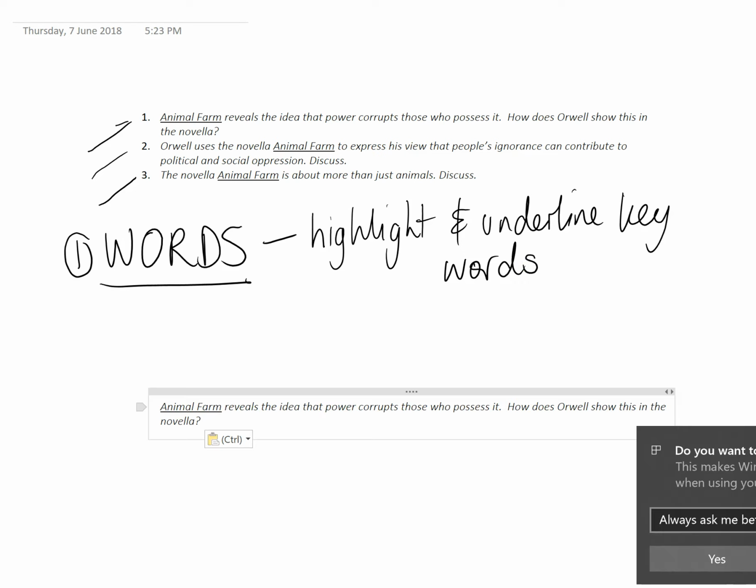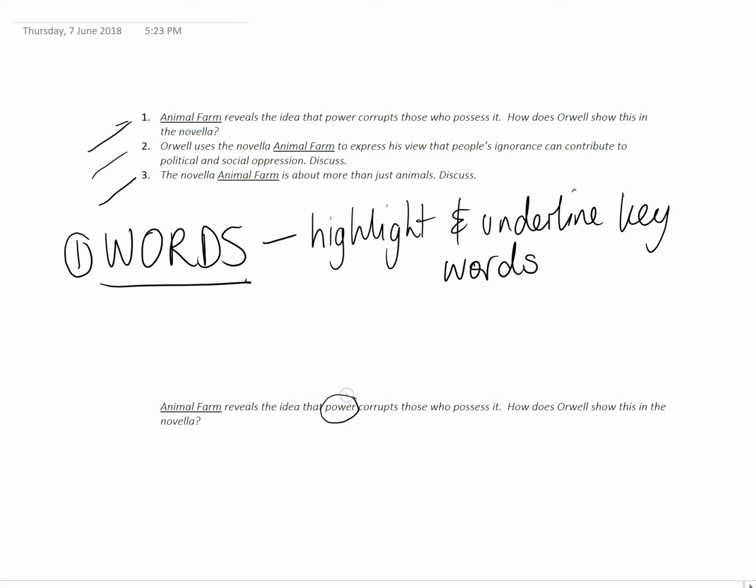And so I am going to take the first topic and just do a basic step 1, words, for this. So I'm first underlining and highlighting keywords. Not just keywords, but key ideas. So the key ideas that I find here, the first one is power. Okay, so I'm highlighting, underlining, circling. And the second one that I'm highlighting is corrupts or corruption.